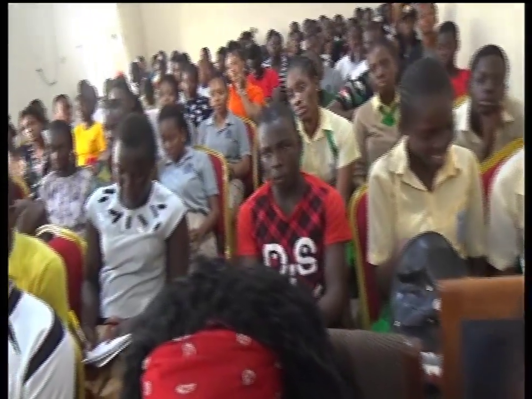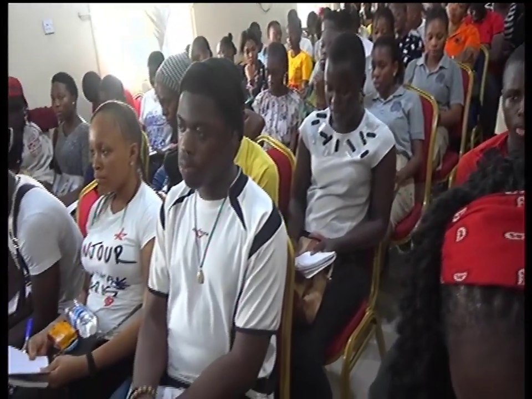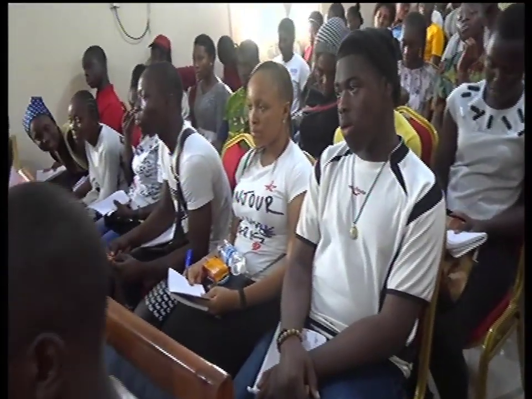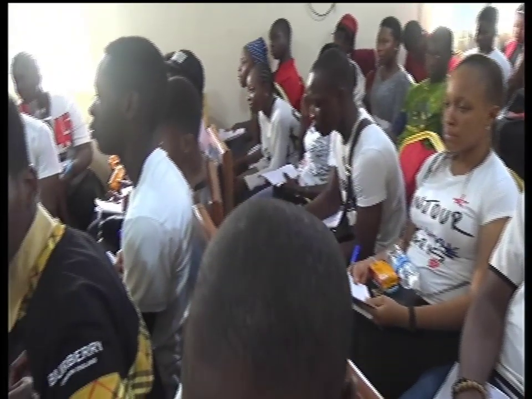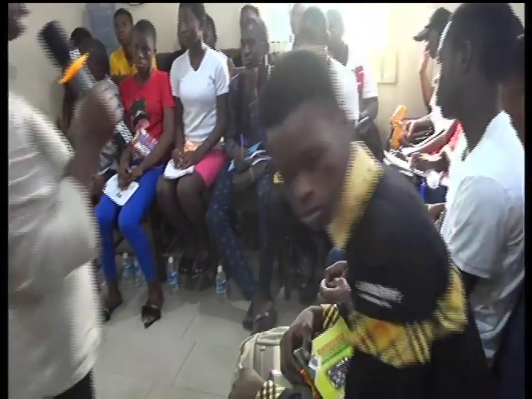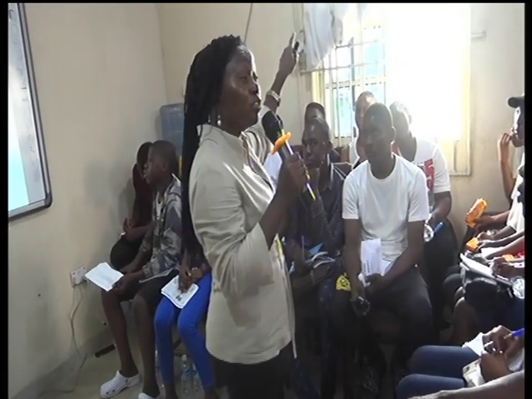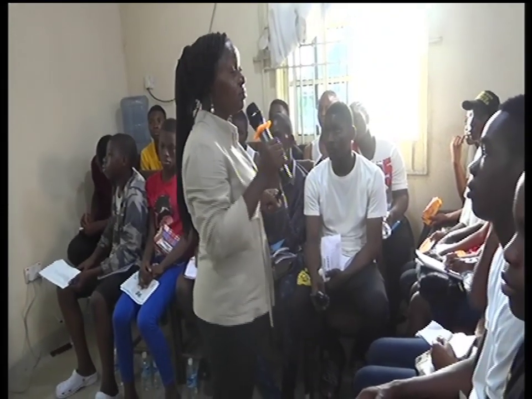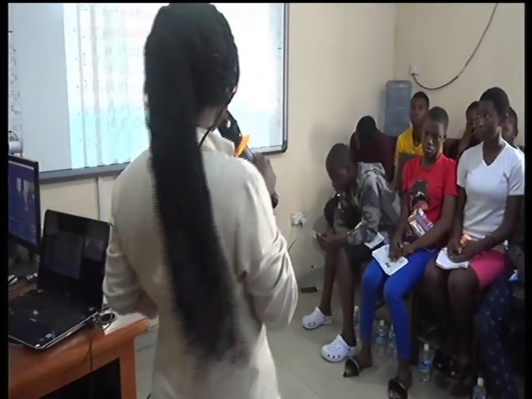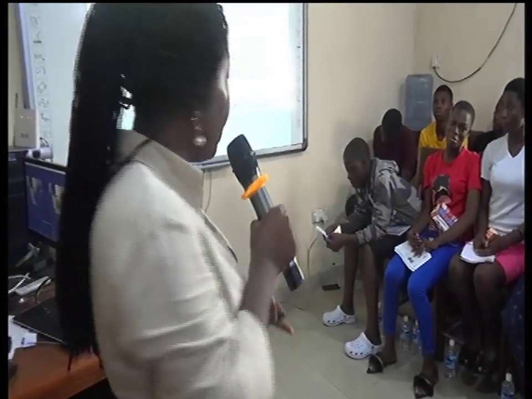Then age. Like we have already said, if by October, November you are not 16, there's no way you can get admission. Cut-off mark. We have talked about that before. First, state of origin claim. Because you want to gain admission into UNILAG, you now go and do local government of origin for Lagos. If they catch you, your admission will be cancelled. Right? So please make sure all the information you are giving is correct.